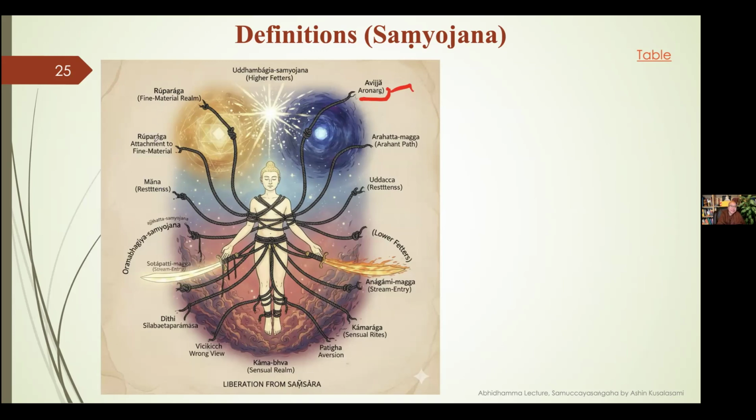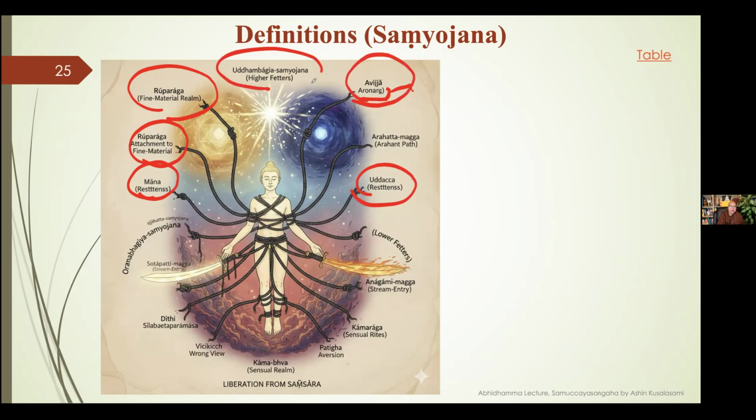So here, Rupa Raga repeats: Rupa Raga, Mana, Uddhacca, and Avijja. This is the higher Uddhambhagiya Sanyojana. So only Anagami Arahatta Magga, yeah. The Arhat part is not correct, yeah.